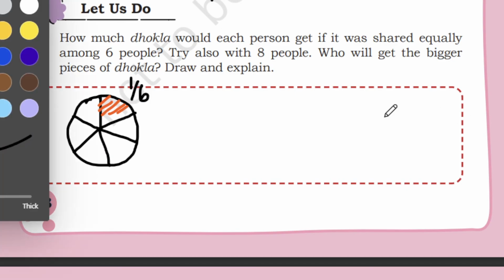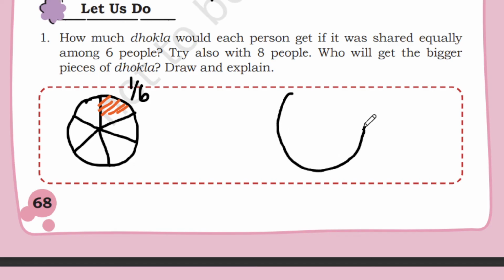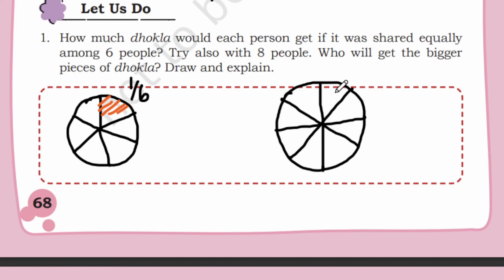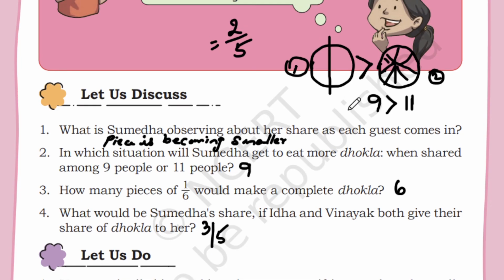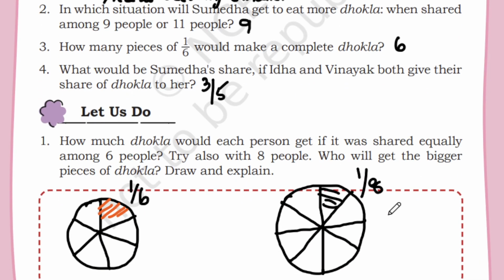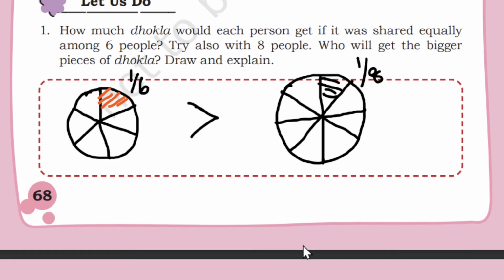Next I will draw 1 by 8. Again the share is higher here. So this line, 1, 2, 3, 4, 5, 6, 7, 8. So this is 1 by 8 piece. So we already learned here, right? When more people come, the share will become smaller. So here we have 8 people and we have 6 people. So this portion would be bigger and this is smaller. Okay. So these comparison questions are also important for your exam.